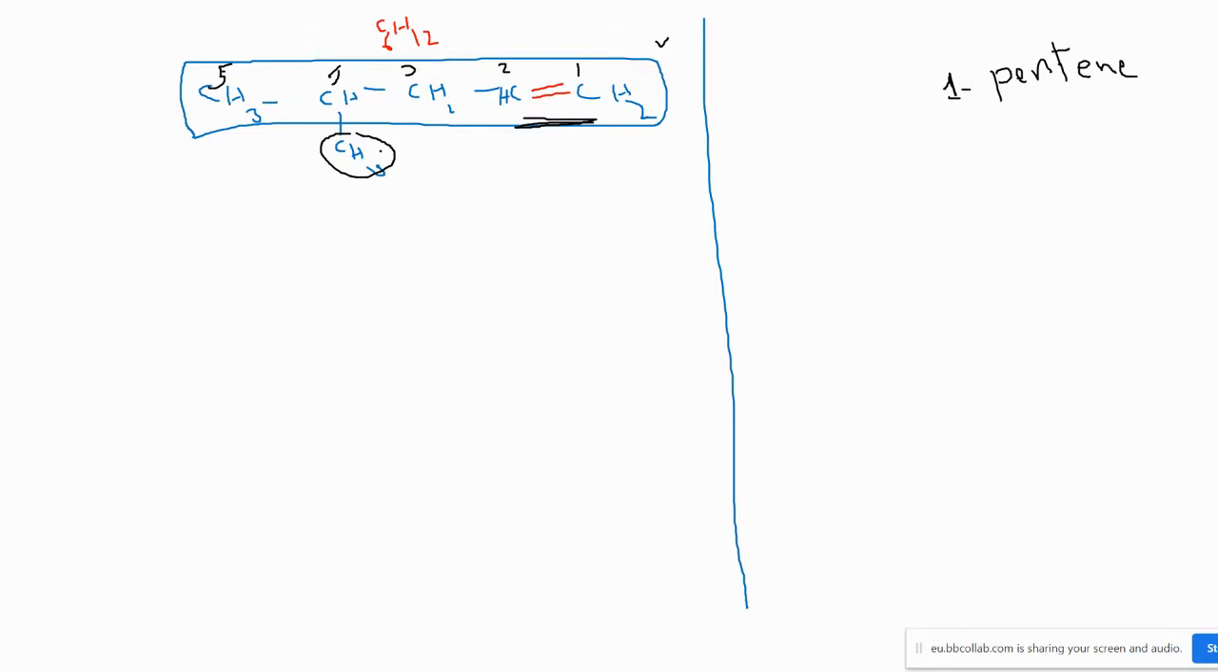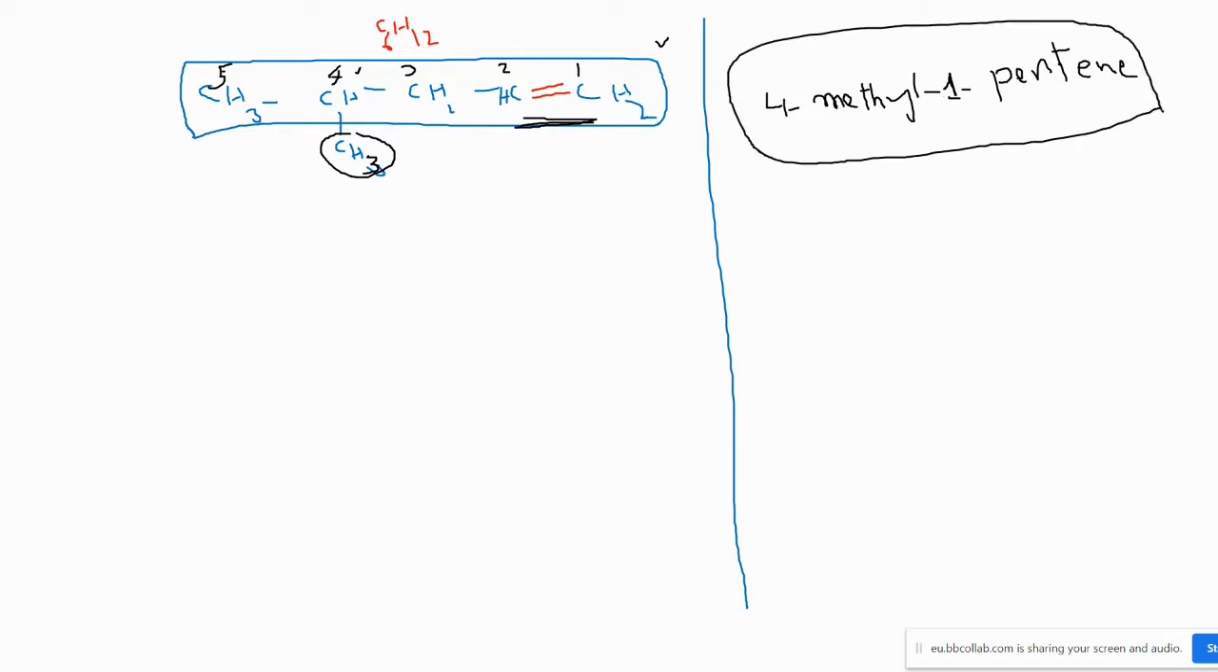That's good. Now, we should not forget about the branch. Where is the branch? Carbon number 4. What is the name of this branch? CH3, it's methyl. So we write 4-methyl-1-pentene. Is it difficult? No, it's not difficult, but it needs practice. Practice, nothing else. It's so easy. If you understood alkane, it's easy for alkene and alkyne.